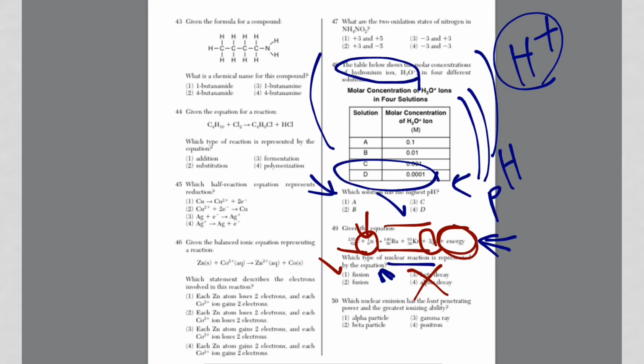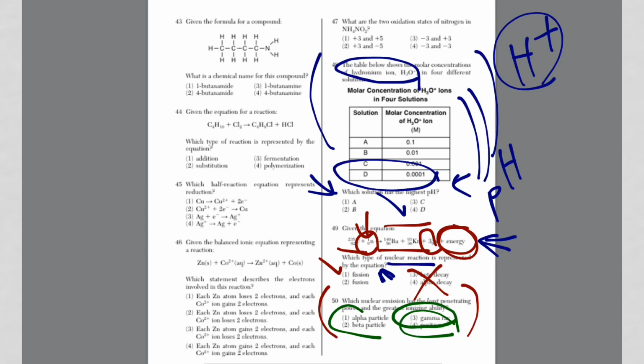Okay, the final question, question 50. Which nuclear emission has the least penetrating power and the greatest ionizing power? Okay, so what they're talking about are particles that would get spit out of the nucleus of an atom. Gamma rays are just energy. It doesn't mean that they're not damaging, okay, but it is energy as opposed to these others, which are particles.